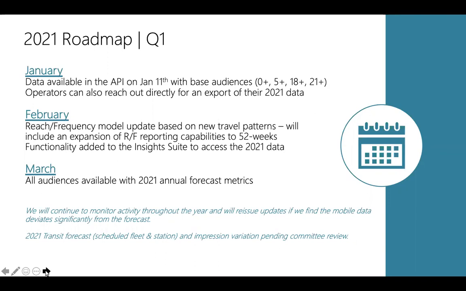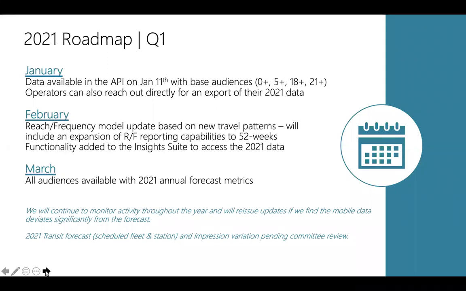Another important thing to note is because of the trip patterns and how significantly they've changed, that has also caused us to want to go back and look at our reach frequency model and really update that based on the new travel patterns. And this will also allow us to include an expansion of the reporting capabilities. I know we often get a lot of questions about wanting to do reach and needing to do reach frequency reports beyond 12 weeks. So this will allow us to expand that capability to 52 weeks.